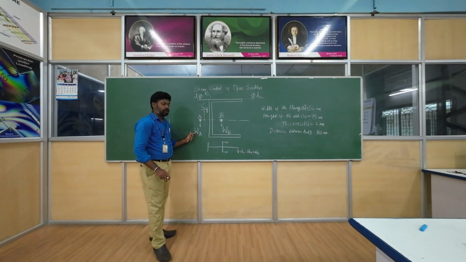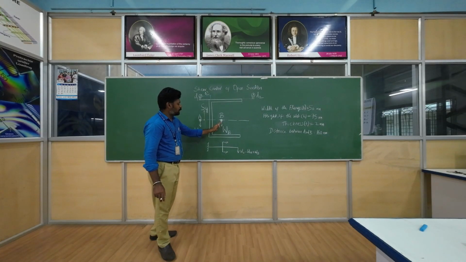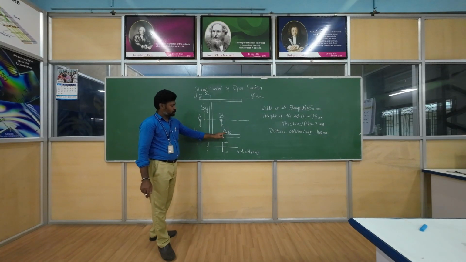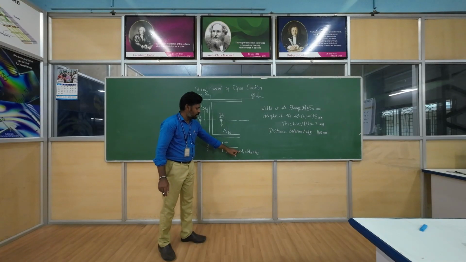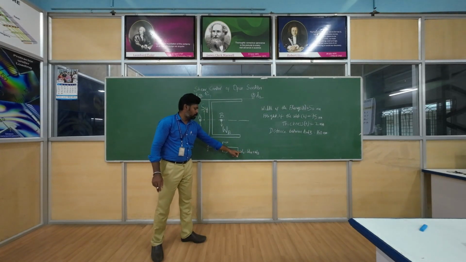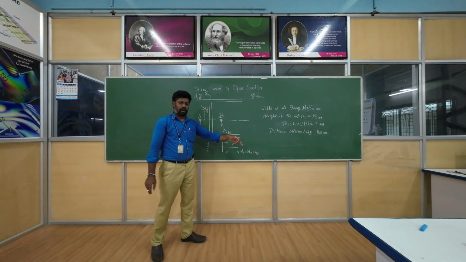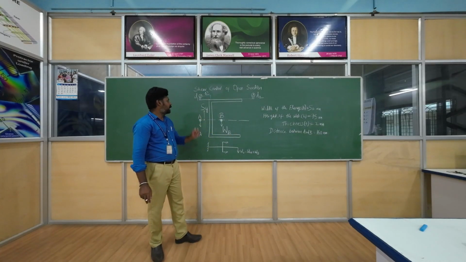At point A, I am going to apply the vertical load called WA. At point B, I am going to apply the vertical load called WB. So the total load which I am going to apply on the beam is W, that is the summation of WA plus WB. So we are going to apply a vertical load at these points A and B.